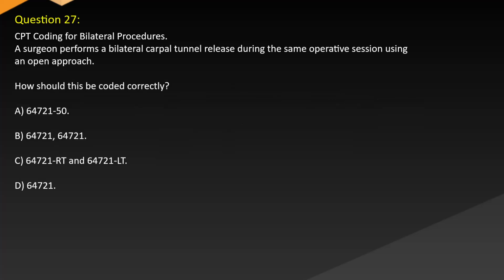Question 27. CPT coding for bilateral procedures. A surgeon performs a bilateral carpal tunnel release during the same operative session using an open approach. How should this be coded correctly? A. 64721-50, B. 64721, 64721, C. 64720 RT and 64721 LT, D. 64721.